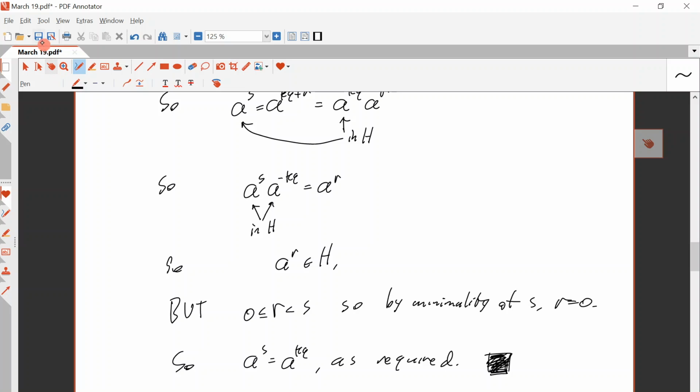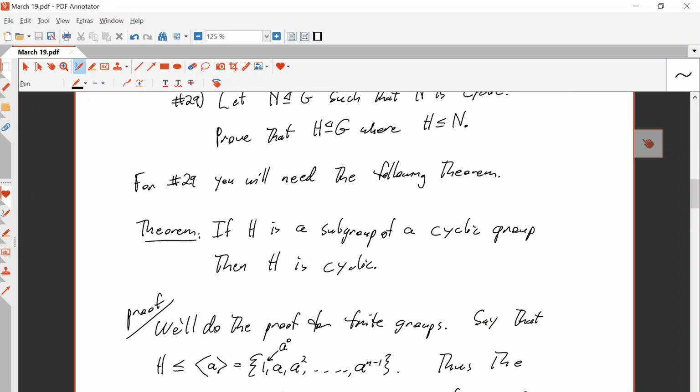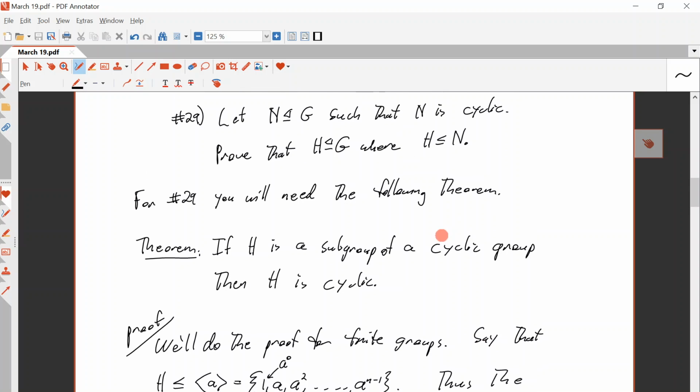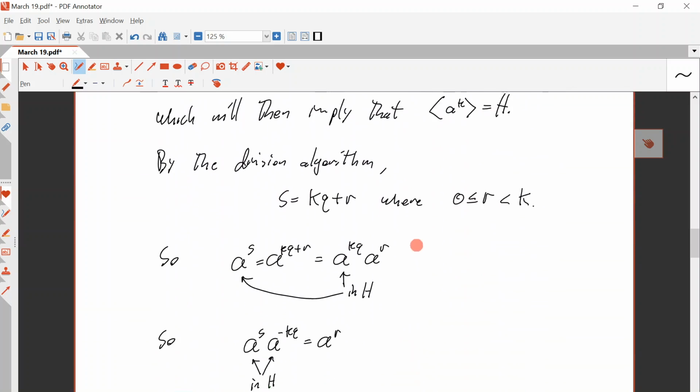But that theorem is needed for number 29. Let N be a normal subgroup of G such that N is cyclic. Prove that H is a normal subgroup of G, where H is a subgroup of N. So any subgroup of a normal cyclic subgroup is normal. In order to prove that, you'll need that if H is a subgroup of a cyclic group, then H is itself cyclic. So there's the proof of that.